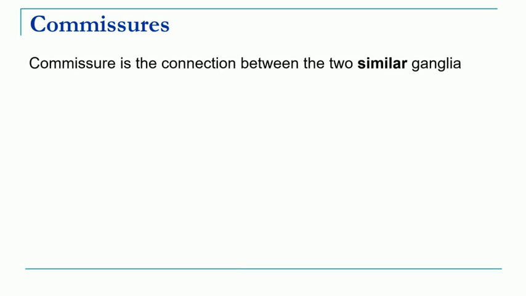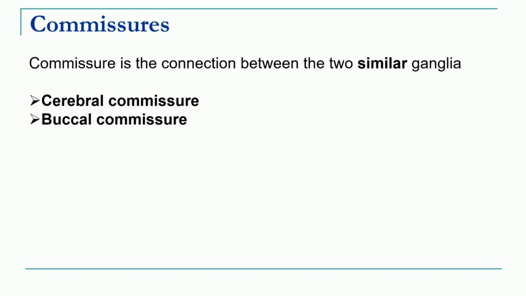Now the connection between two similar ganglion is called a commissure. So a commissure is the connection between two similar ganglion. So let's take the first type. There are basically three types of commissure present in Pila: cerebral commissure, buccal commissure and pedal commissure. So what is the meaning of this? We will understand in the next few slides.